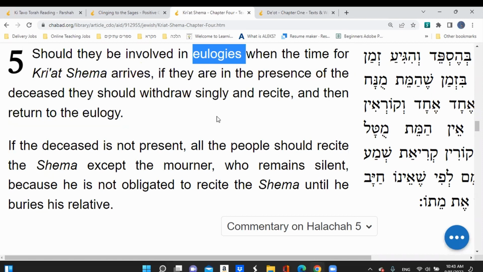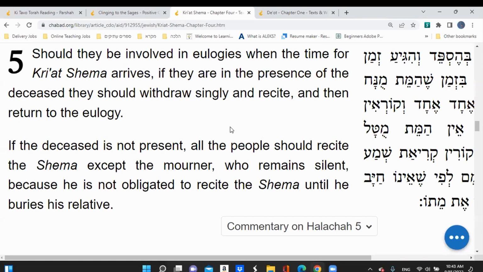Eulogies is just the word in English for when people are crying about someone who died, but usually with words, not just crying. It doesn't only mean crying. It means crying, but with words about that person, about how they miss that person, how good of a person they were, how sweet they were. That's what's called eulogies.